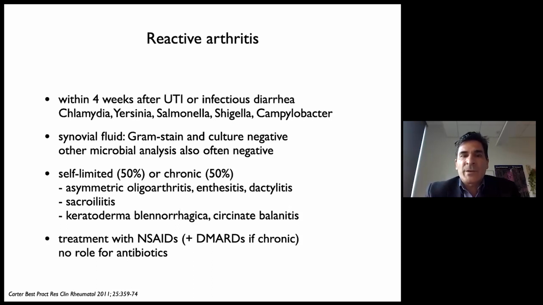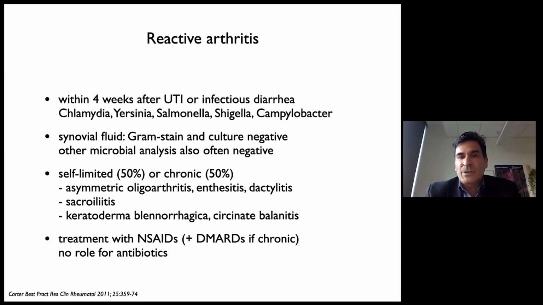Clinically, reactive arthritis has features also seen in other types of spondyloarthritis. So asymmetric oligoarthritis, enthesitis, dactylitis can be found. Patients who have axial disease will have sacroiliitis, and reactive arthritis is also associated with specific types of skin inflammation, namely keratoderma blennorrhagica and circinate balanitis. And the patient in the vignette had dactylitis in 2 toes, plus what looks like keratoderma. So the working diagnosis for this patient would be reactive arthritis.